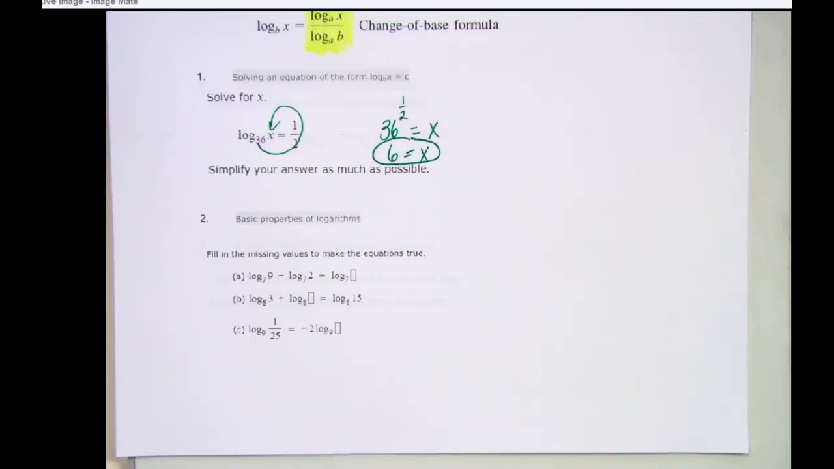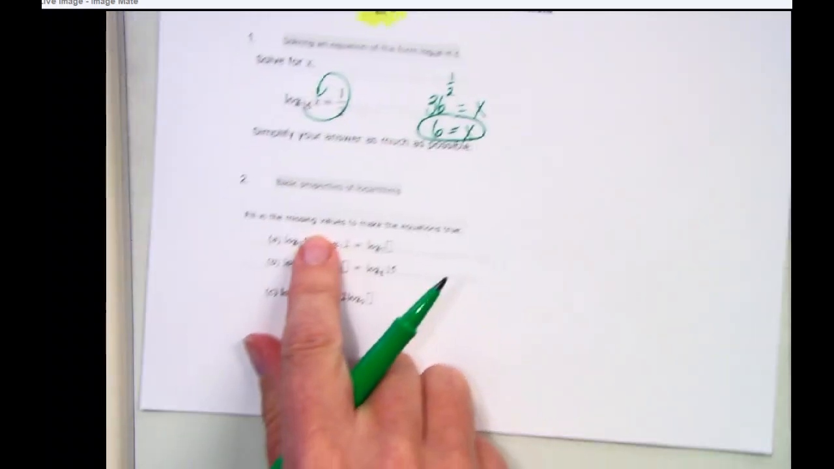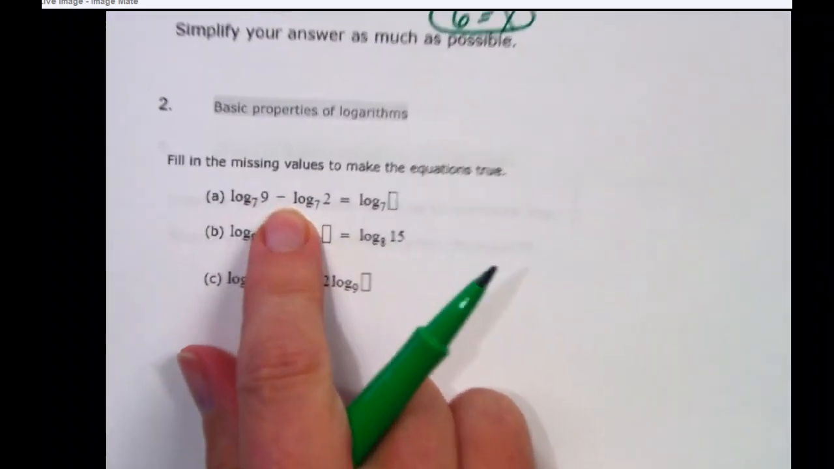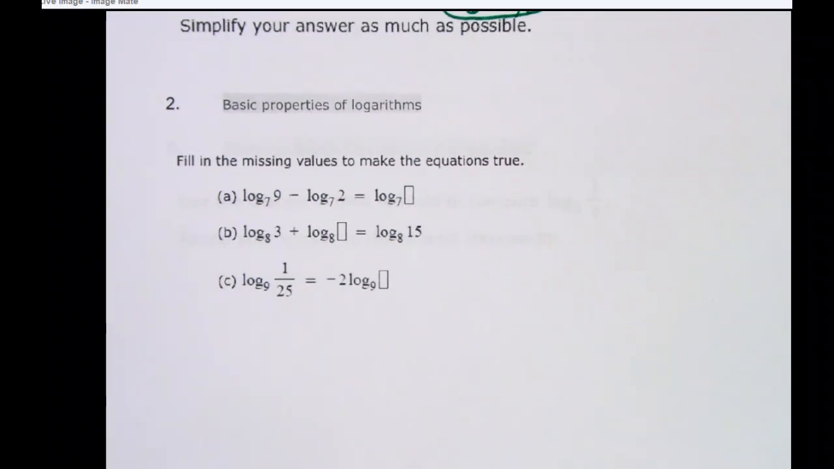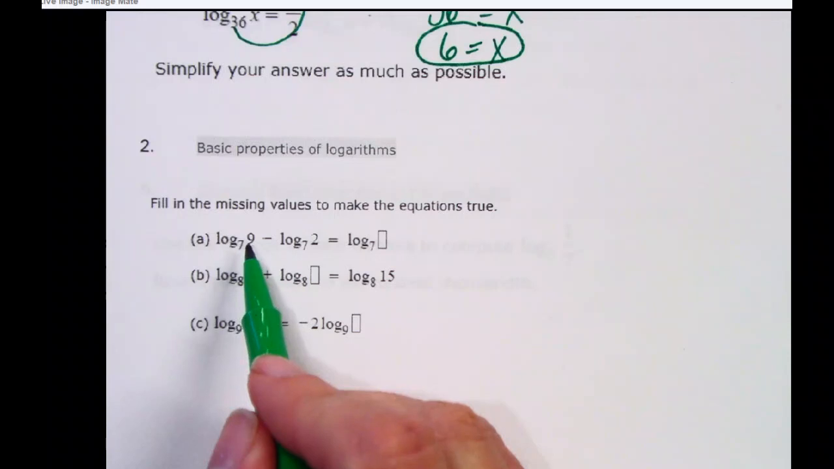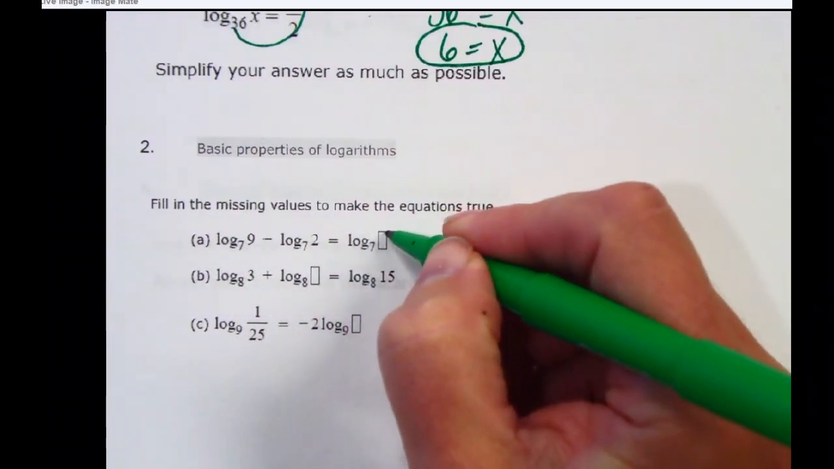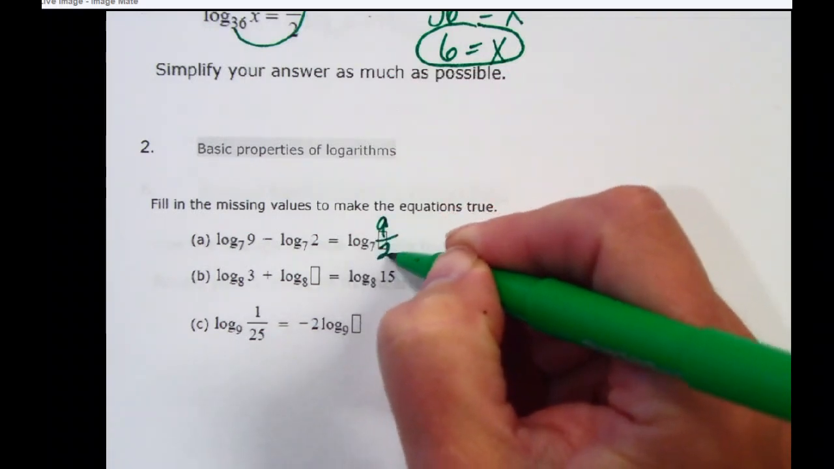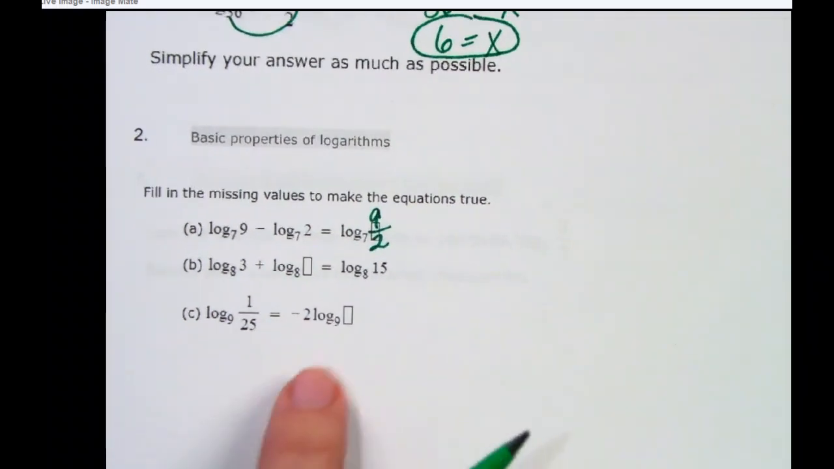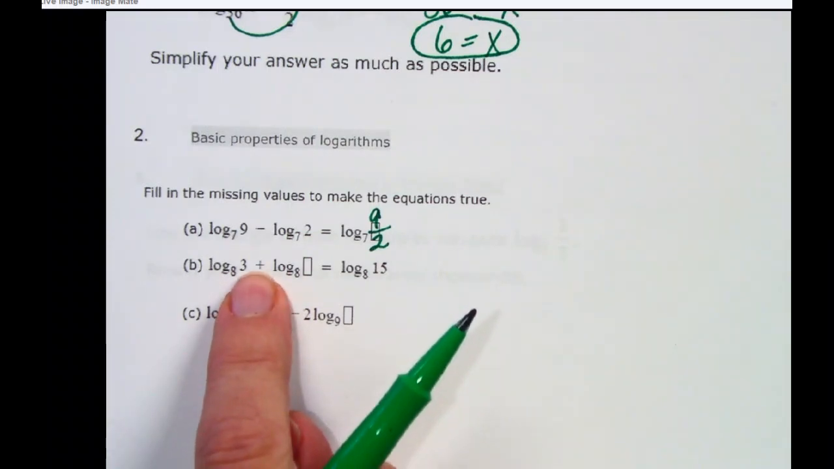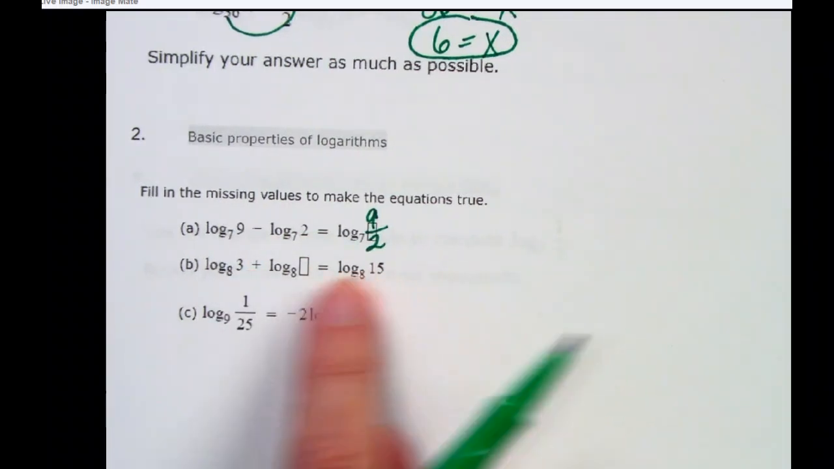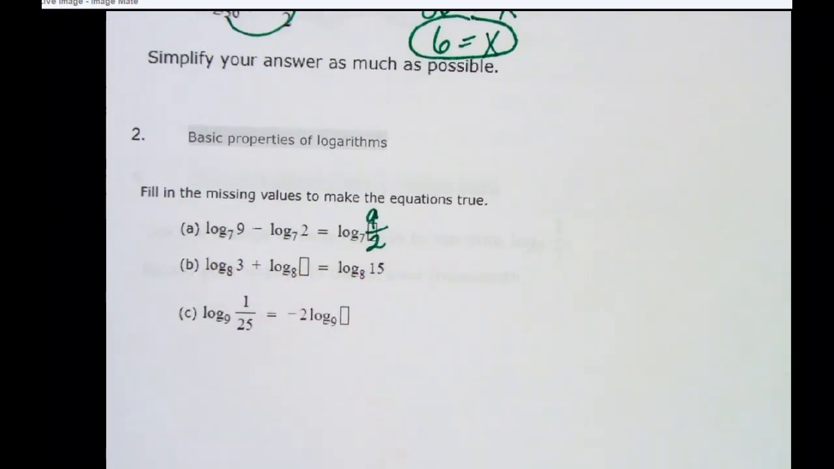Basic properties of logarithms. Fill in the missing values to make the equations true. All right, chances are, if we see a minus, what are we going to rewrite it as? A division problem. And it's always the first one divided by the second one. So this is going to be 9/2. And if we've got an addition, chances are it was multiplication. So 3 times what is 15?